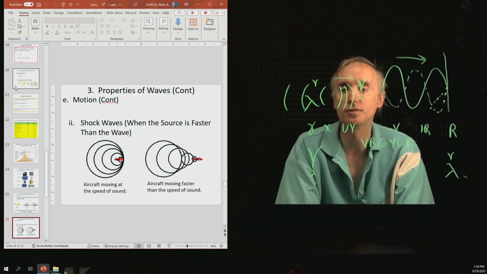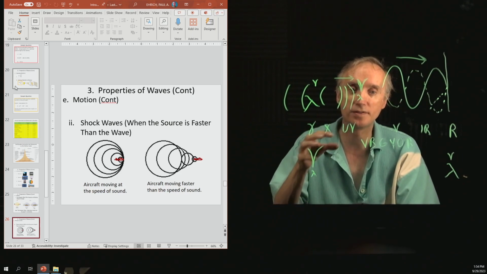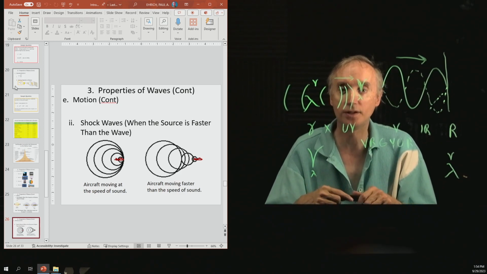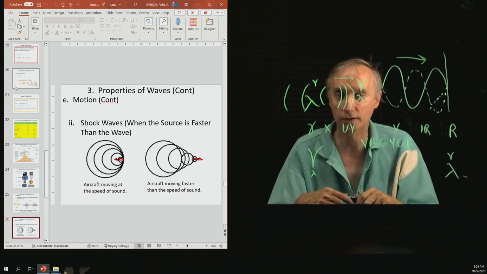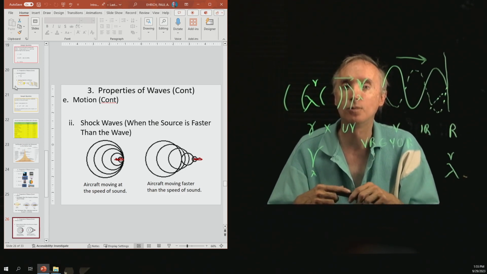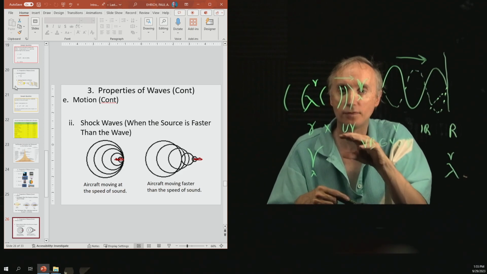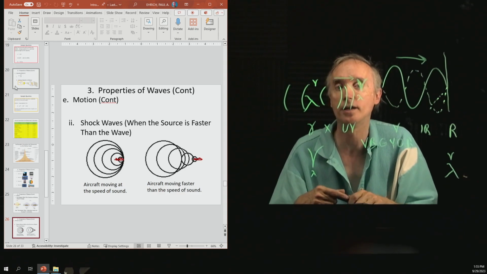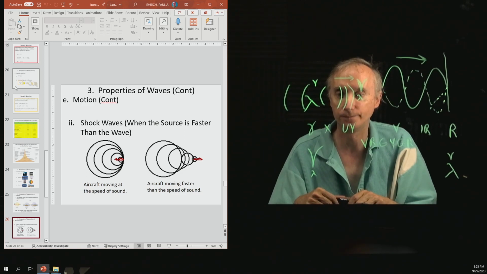What happens when the source of a wave is going faster than the medium that it's in? For example, we said that the speed of sound in air is 330 meters per second. What happens if you go faster than that speed? If you can travel faster than the speed in that medium, you develop shock waves. And in the case of air, a sonic boom is created.